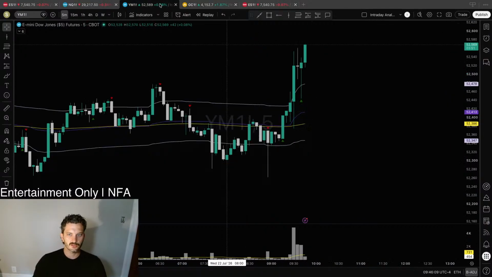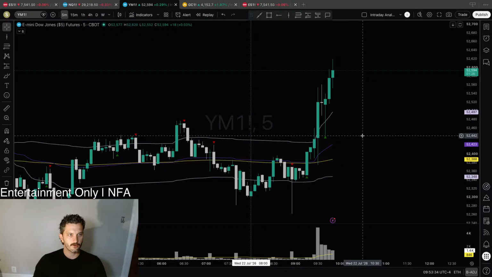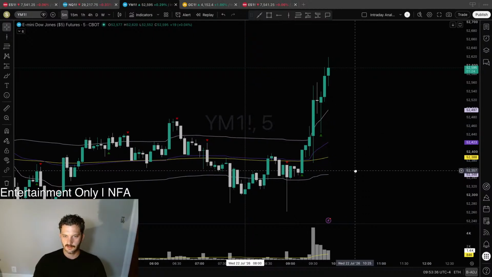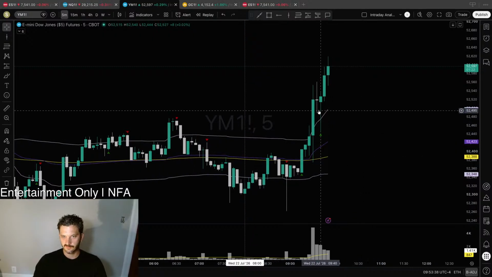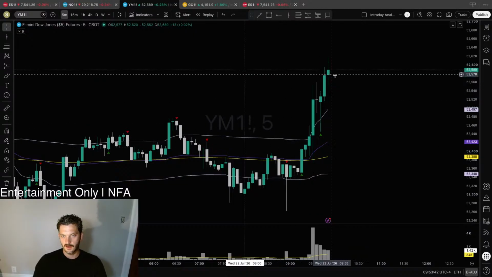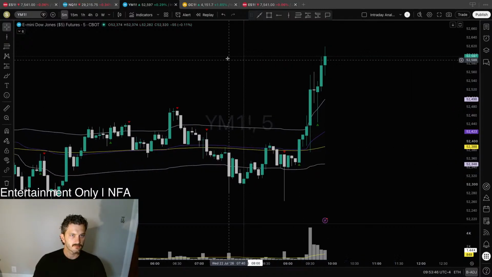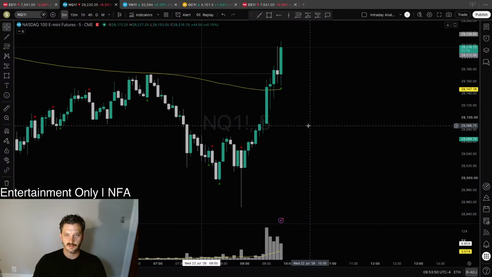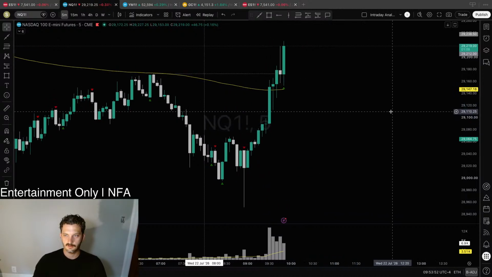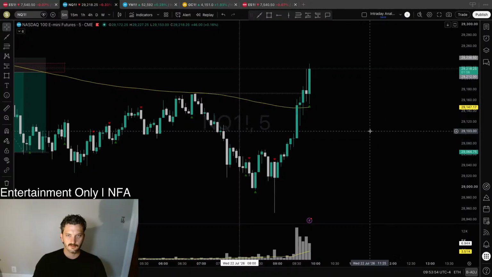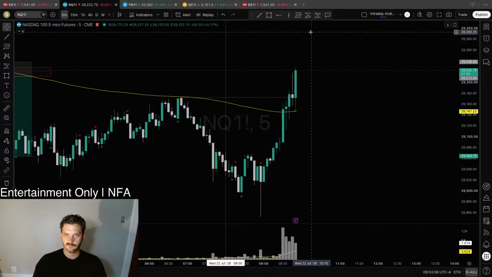Gold, not much. The Dow, not much. Dow is ripping. It's above our 1 standard deviation, held that 1 standard deviation, and now is moving well. Let's see. What's NQ doing? What's our friend NQ doing? A little bullish engulfing candle.